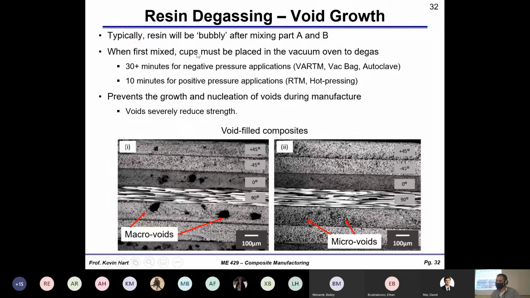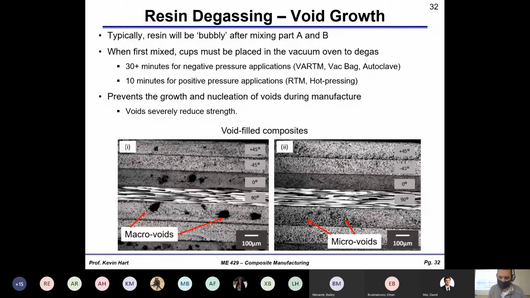Okay. So when you first mix, these cups are going to be placed into a vacuum oven to degas. And the process that you're going to use requires more or less degassing. If you're going to use the resin in a positive pressure application, like resin transfer molding, because you're pushing the resin through the mold, you don't need as much degassing time as if you're going to have some vacuum process, right? And that's because the vacuum process will just, by its standard physics, want to try to expand those voids. And so when you're going through a vacuum process like Vardum, vacuum bagging, autoclaving, etc., you'll need quite a bit of degassing time to make this happen.